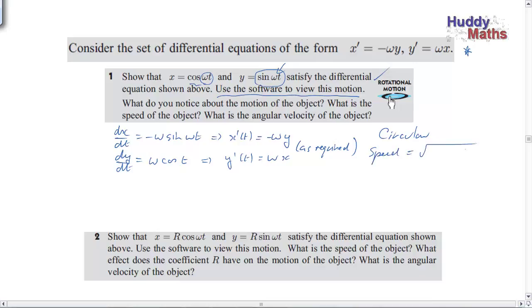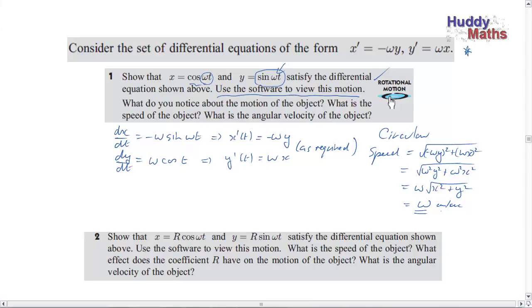Speed is again the square root of x prime squared plus y prime squared, where x prime is negative omega y. And so that equals the square root of omega squared y squared plus omega squared x squared, which is omega times the square root of x squared plus y squared. And if you look at x squared plus y squared, of course, that's sine squared omega t plus cos squared, which is 1. So our speed's going to be omega, units, basic units, centimetres per second, if you like. Okay, and the idea there, of course, is going to come up in a minute.